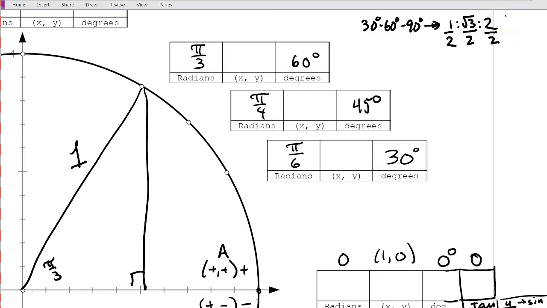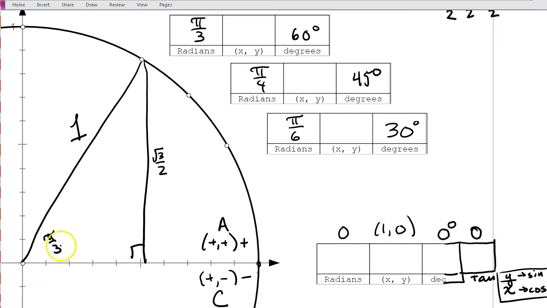So what that tells me here is that the length of this side of the triangle opposite my 60 is going to be root 3 over 2, and the side adjacent to my pi over 3 is going to be 1/2. And what that tells me about this point here is that its coordinates are going to be 1/2 comma root 3 over 2. So I have 1/2 comma root 3 over 2.